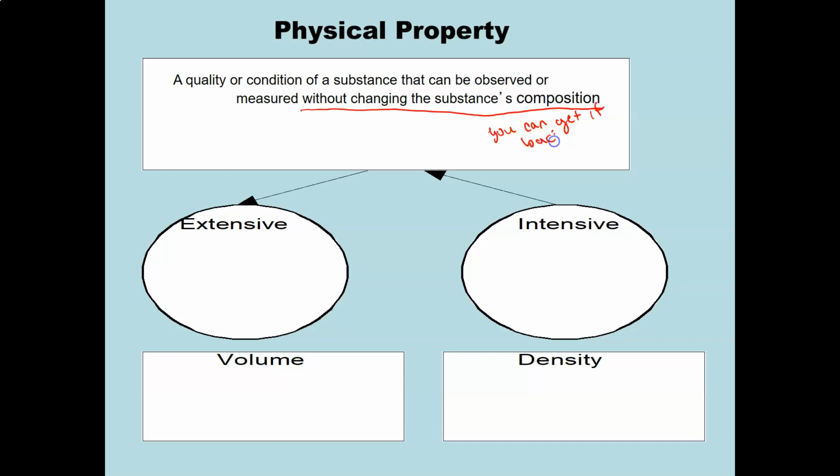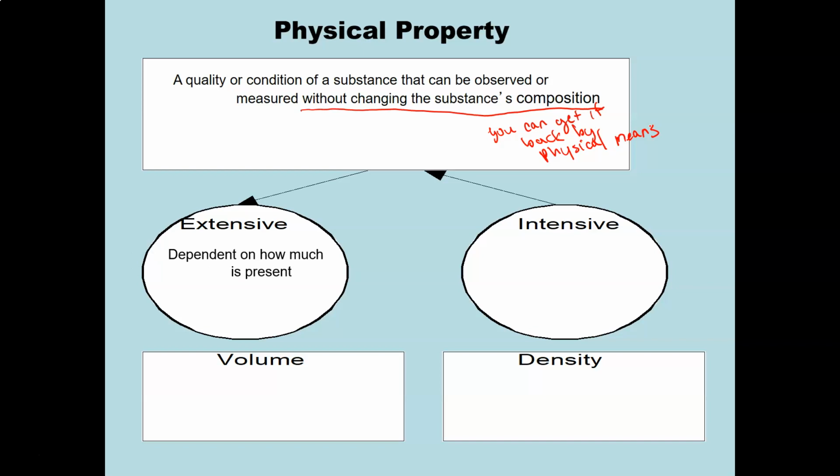You can get it back by physical means, not chemical. Physical means include filtration, chromatography, and physically separating by a magnet, tweezers, or a sieve. That's what I mean by physical means. Evaporating the water, changing your phase: did you move from a solid to a liquid to a gas? It's all the same material, but you're changing its physical appearance.